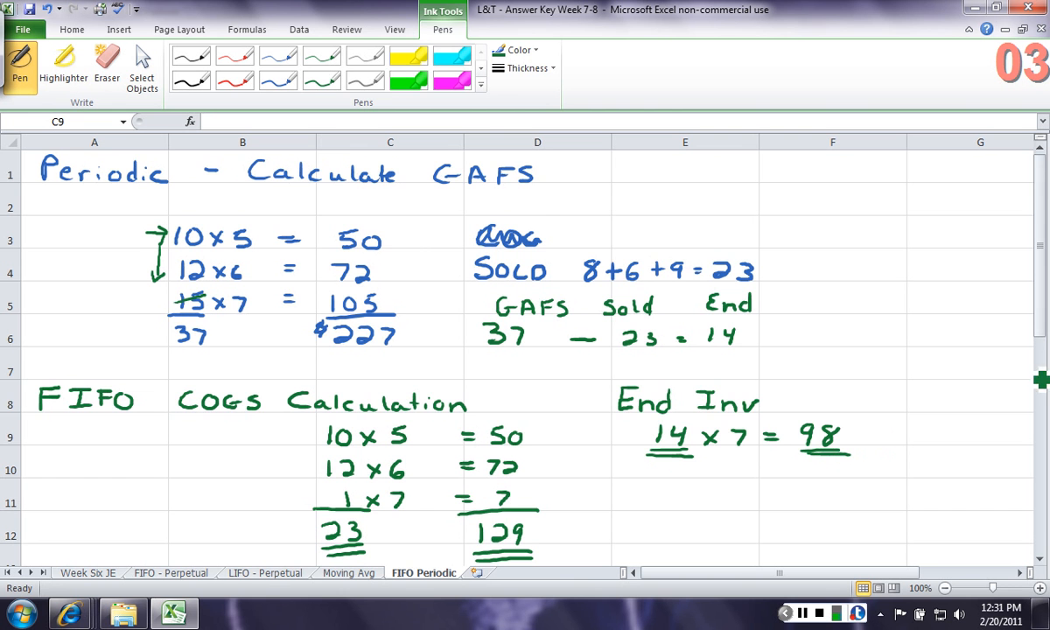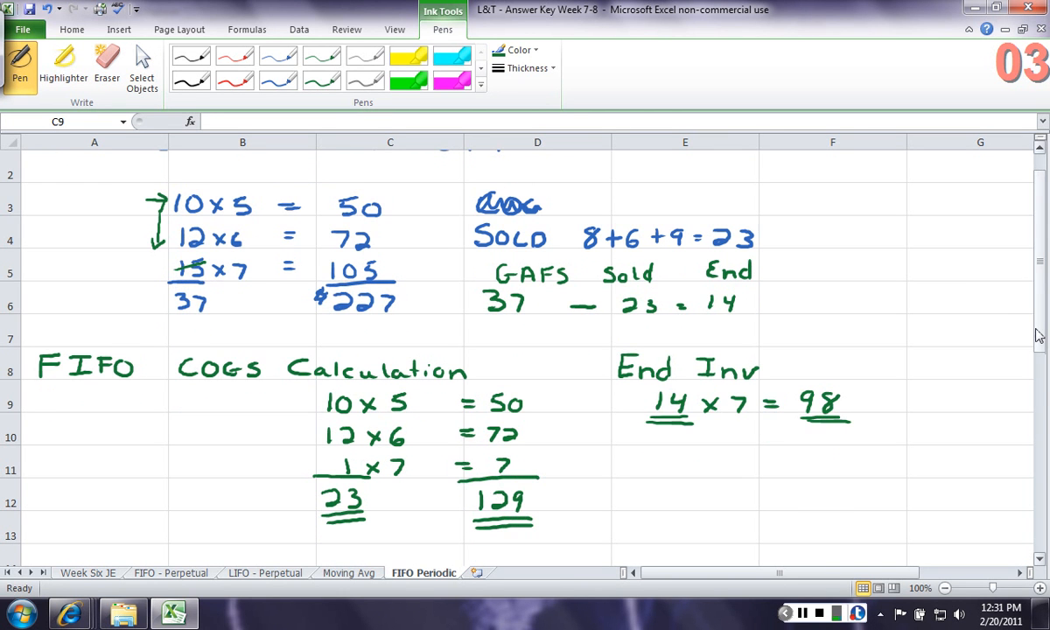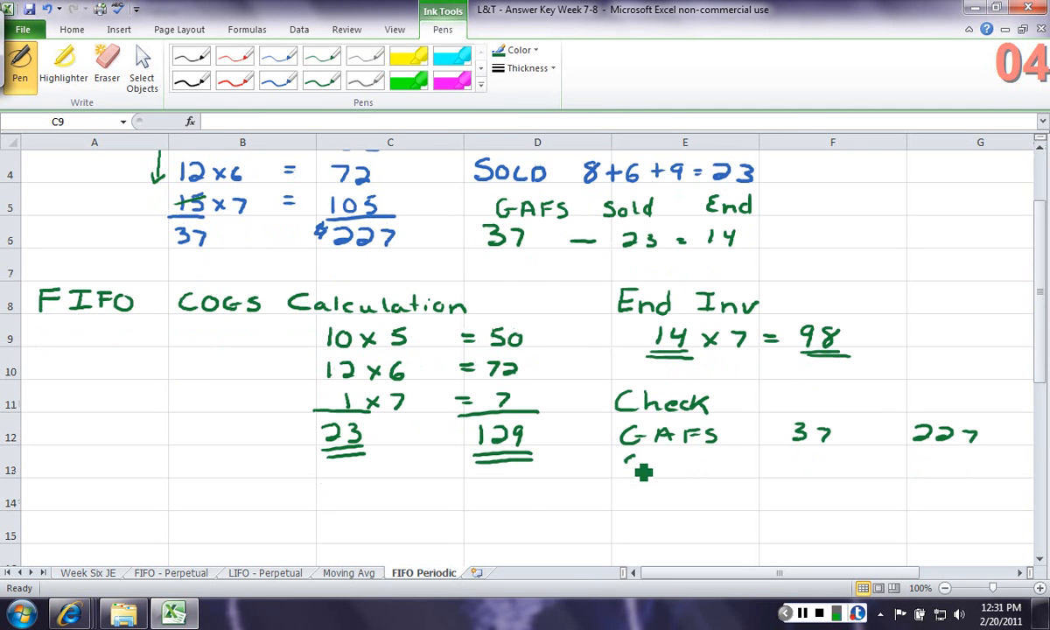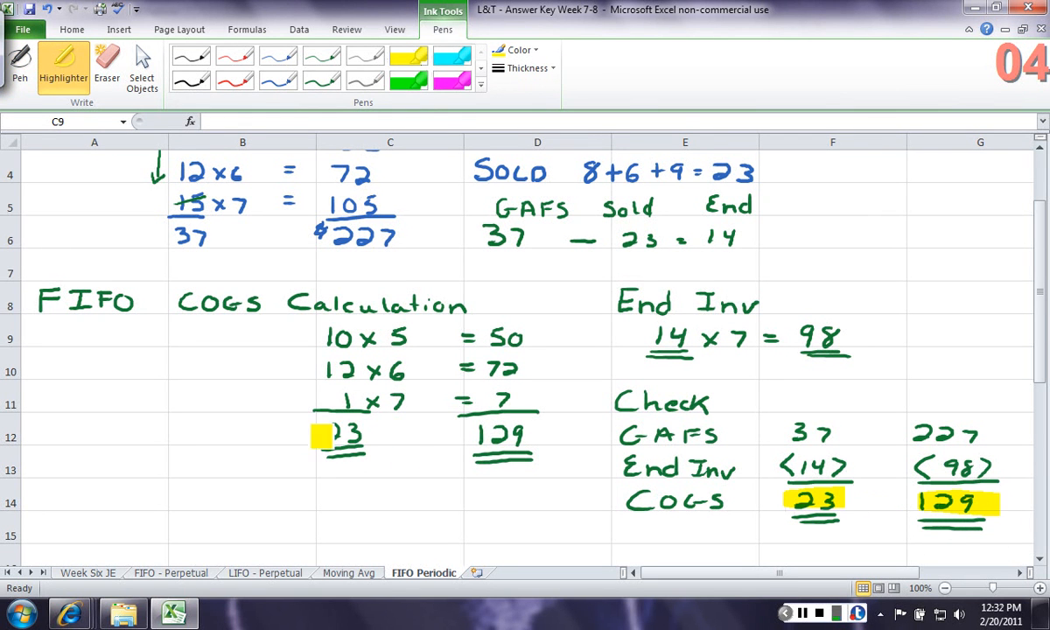Now, as you guys know, everything in accounting has its checks and balances, so I want to check my work. So that's the third calculation. I'm going to take my goods available for sale of 37 units for a total of $227. I'm going to subtract out my ending inventory of 14 units at $98. And I should come up with my cost of goods sold of 23 units at $129. This is how you check your work.